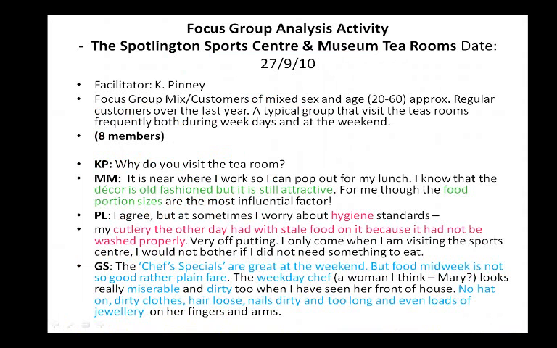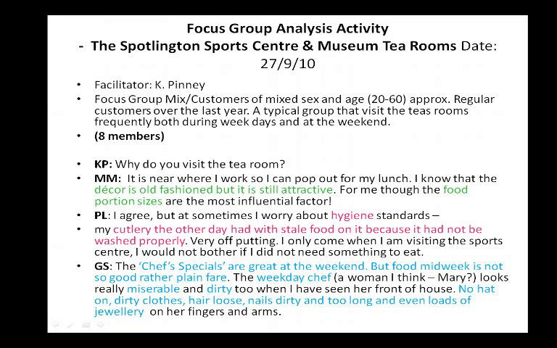This is the very first part of a focus group transcript that was conducted in 2010 at a sports centre and museum tea rooms. It starts with a brief introduction as to who was involved. So there's a mixed group of customers, different genders, different ages, but all were regular customers over the last year at this particular tea room. And they represented a typical group of people that would go.